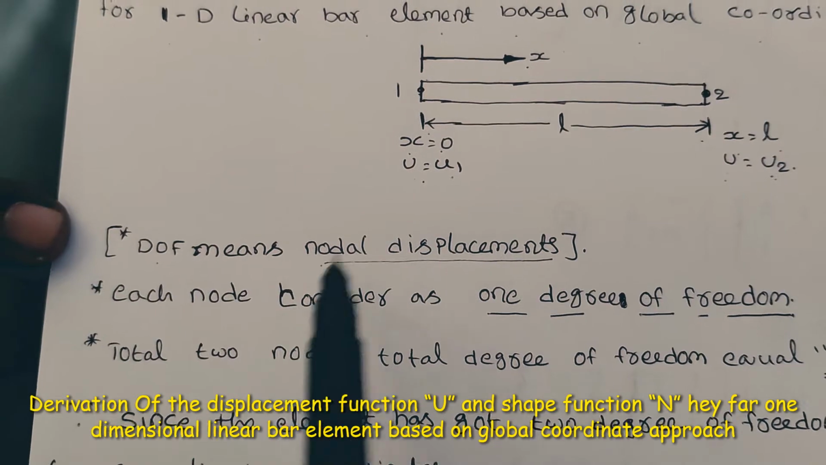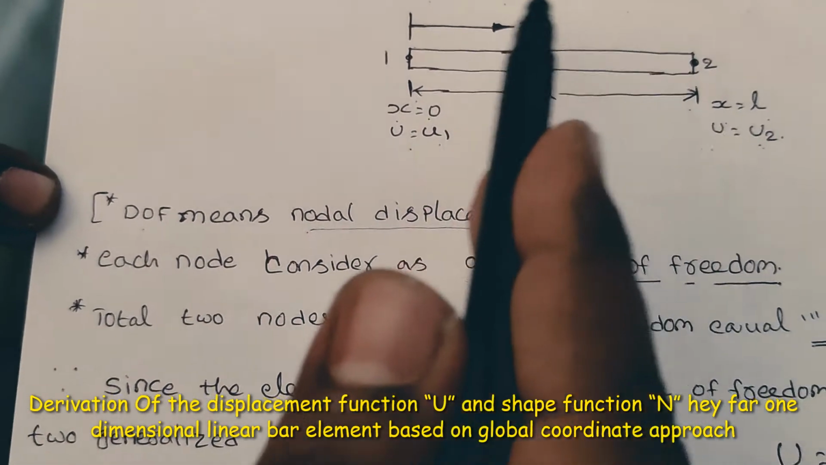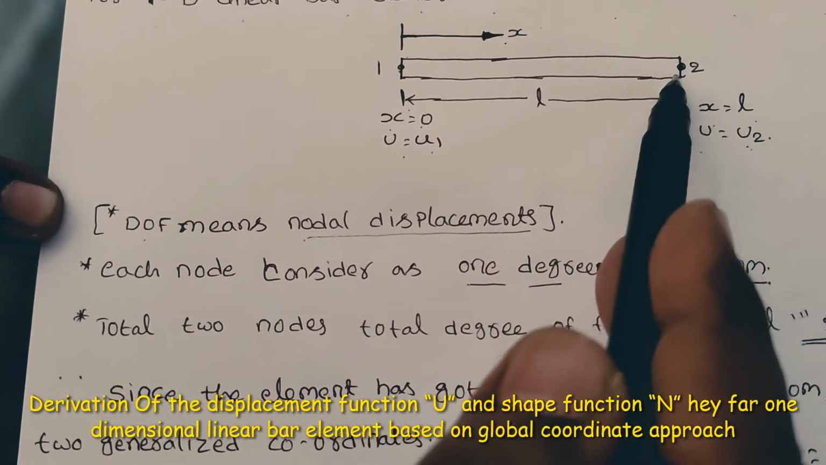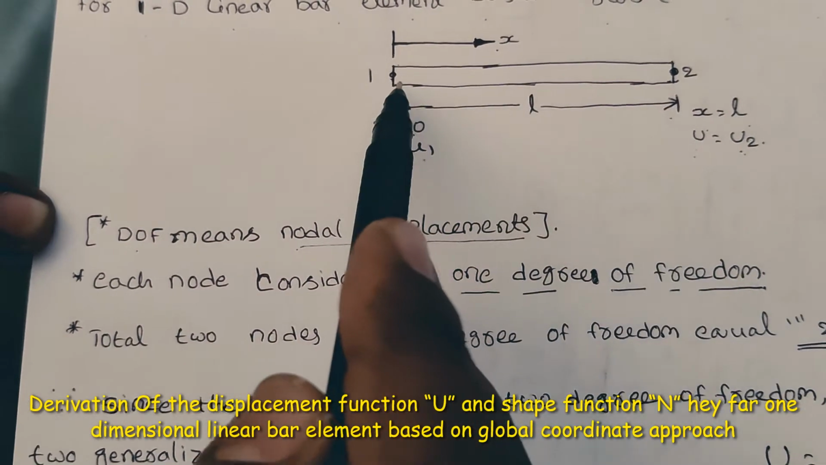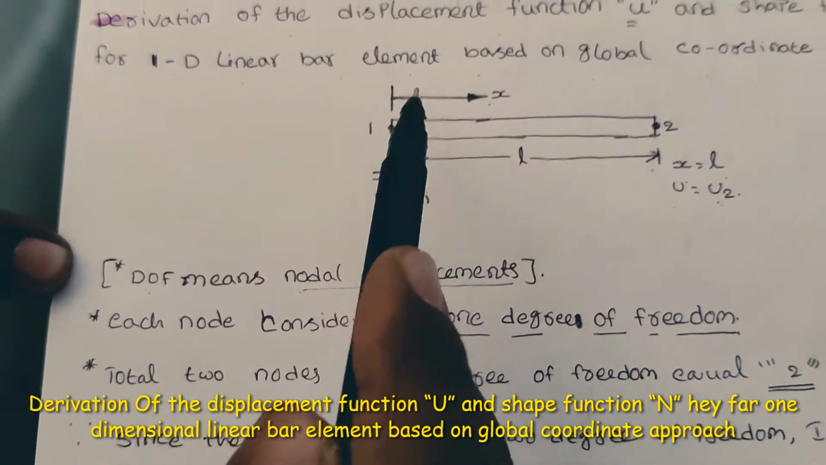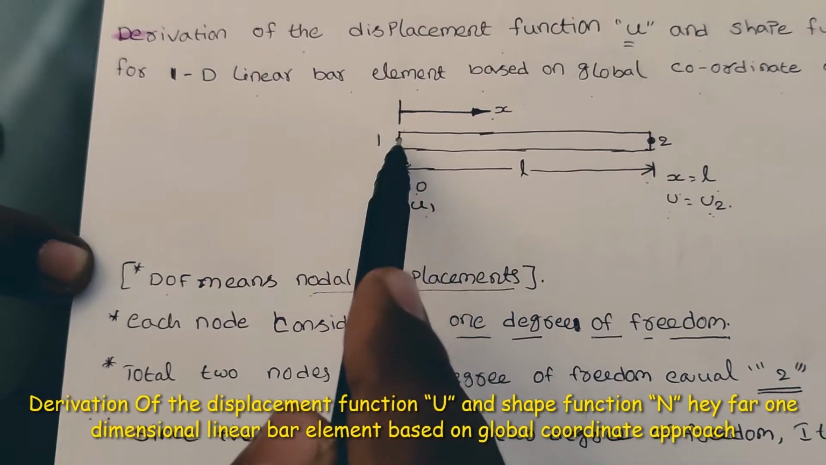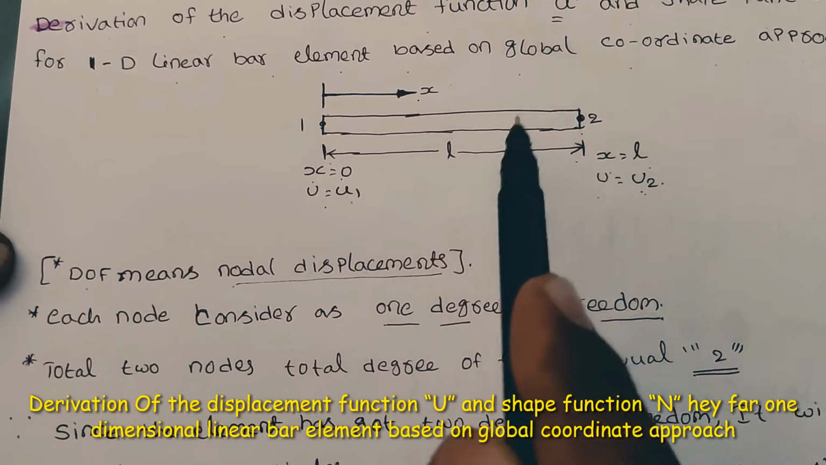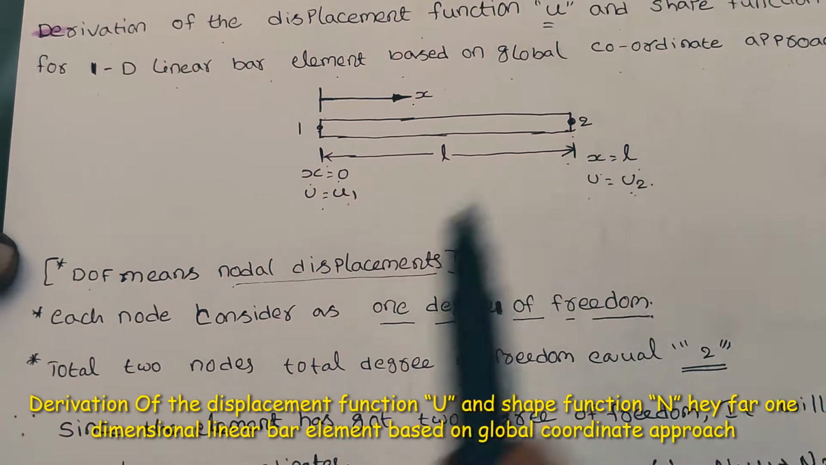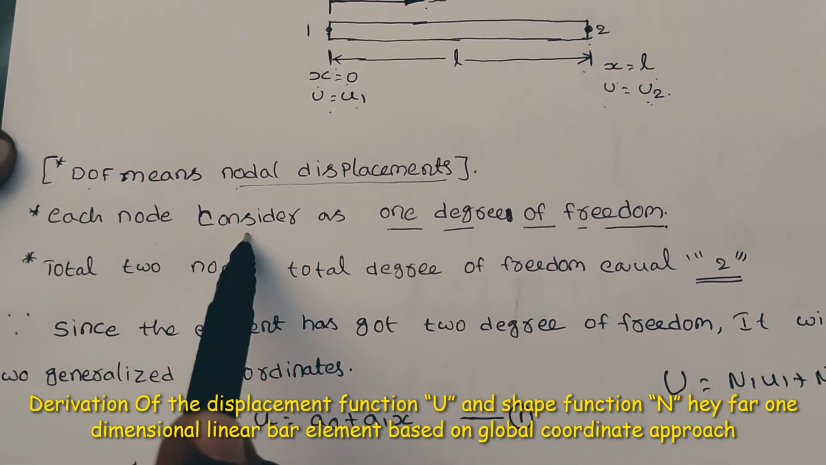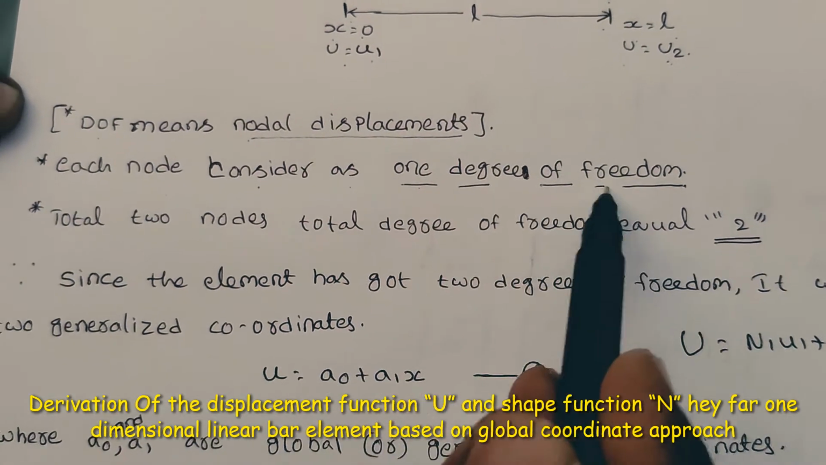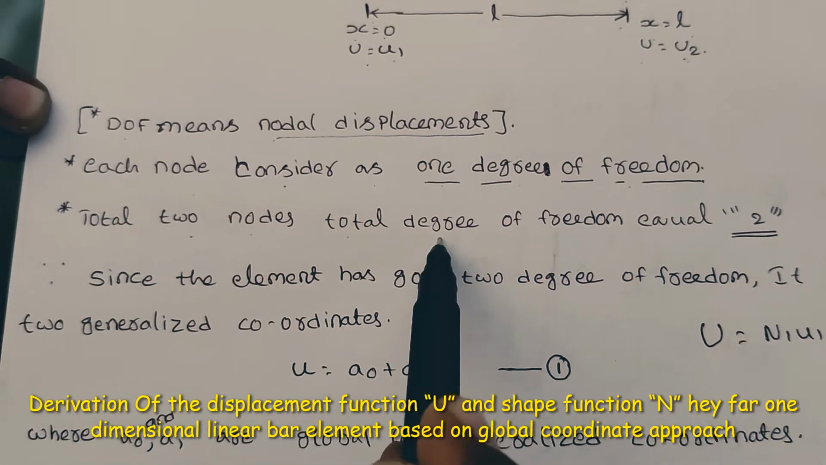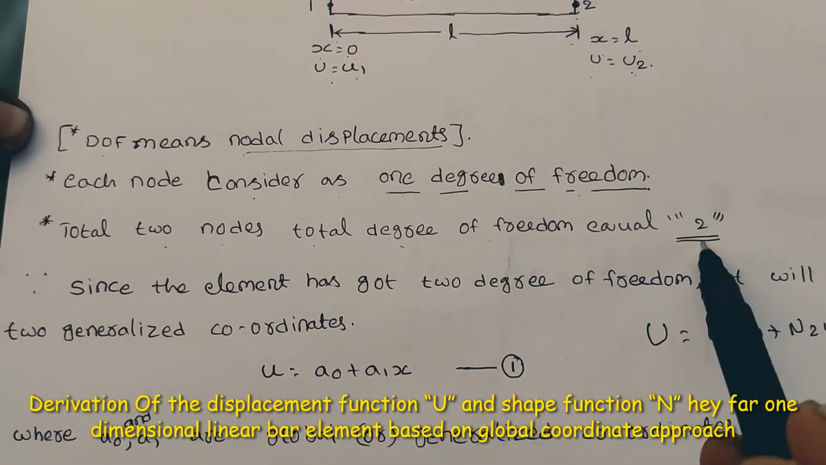The total degree of freedom of the element is the summation of the individual degrees of freedom at the nodes. In this problem, every node has 1 degree of freedom. Node 1 has 1 degree of freedom, node 2 has another, so 1 plus 1 is 2. Each node is considered as 1 degree of freedom, so with 2 nodes, the total degree of freedom is equal to 2.